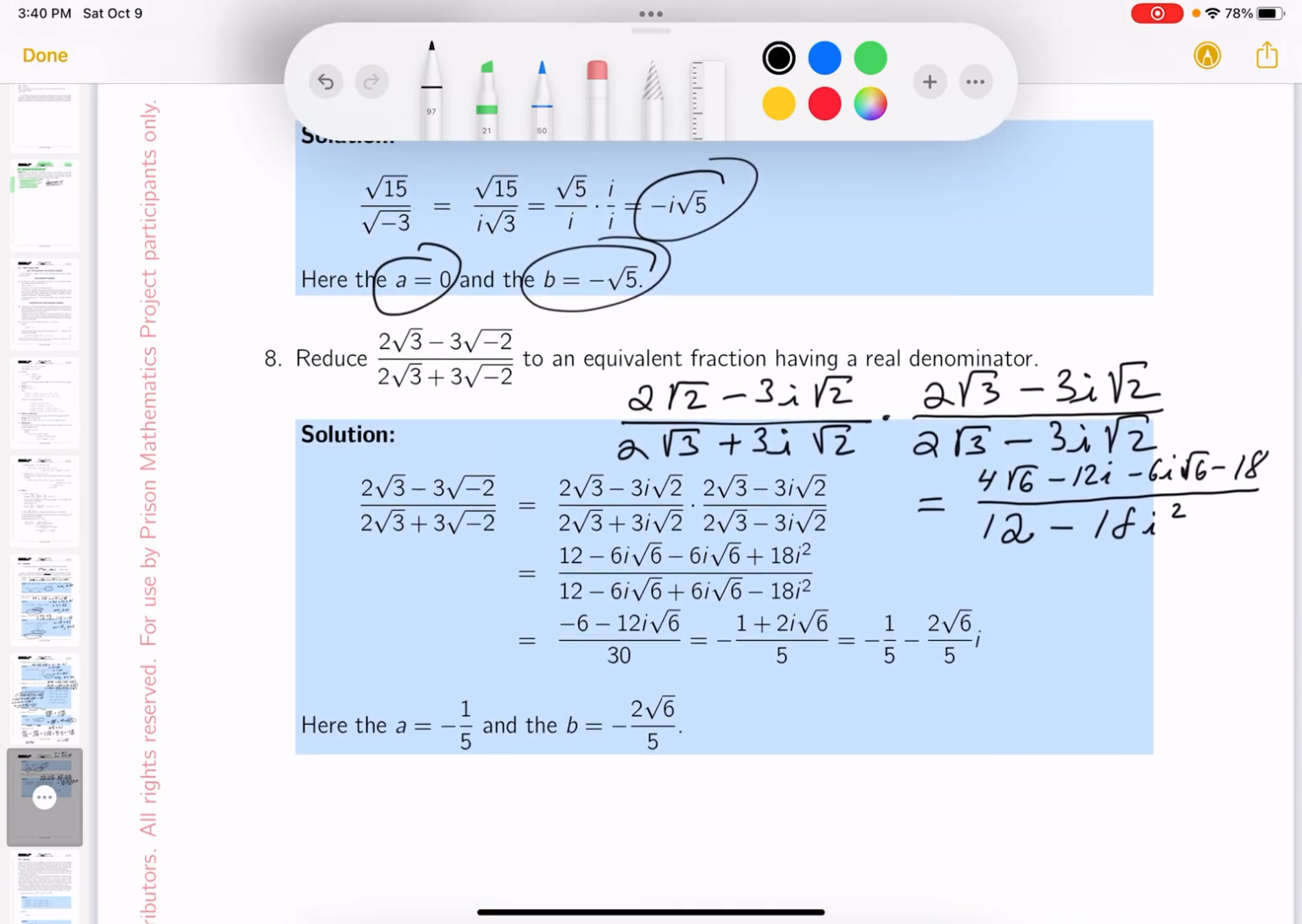Well, let's do the bottom. What's the bottom going to be? 30, because it's 12 plus 18 now. And on top, let's take a look at that. I think I made a mistake. And it's a problem. I made a mistake.